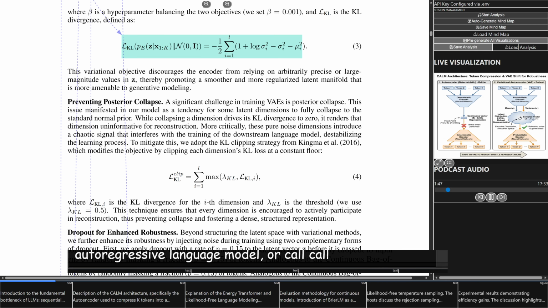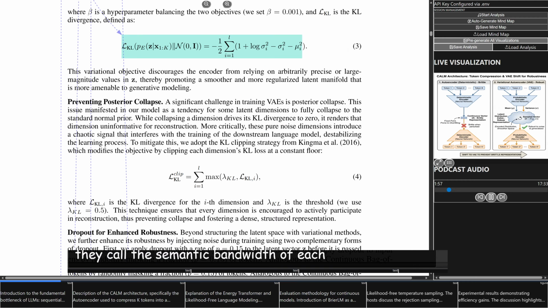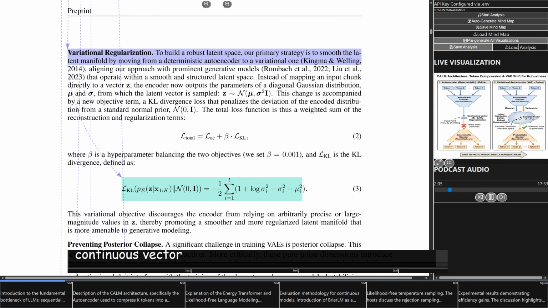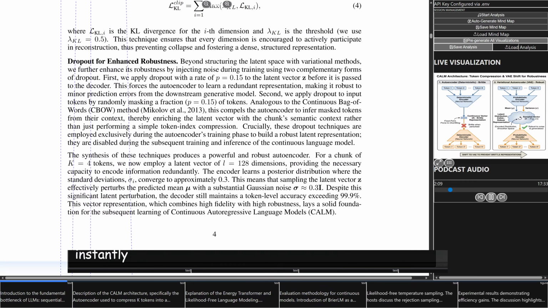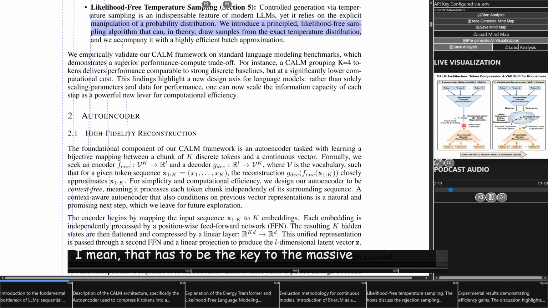CALM is a genuine paradigm shift. It moves from predicting the next discrete token to predicting the next continuous vector. The whole mission here is to radically increase what they call the semantic bandwidth of each generative step. They do this by compressing a chunk of K tokens, in their case they use K equals 4, into a single high-density continuous vector. And if you compress 4 tokens into one vector, you instantly reduce the sequence length by a factor of 4. I mean, that has to be the key to the massive efficiency gains thereafter.